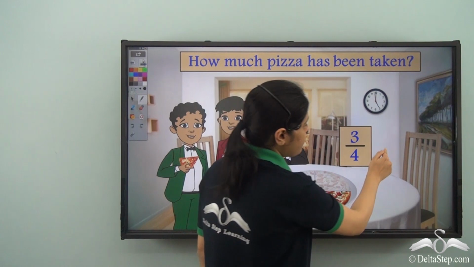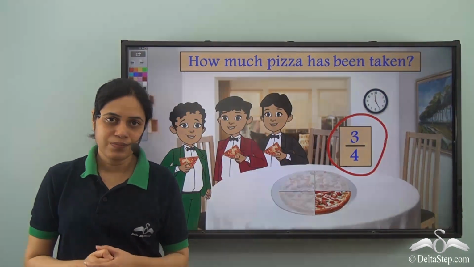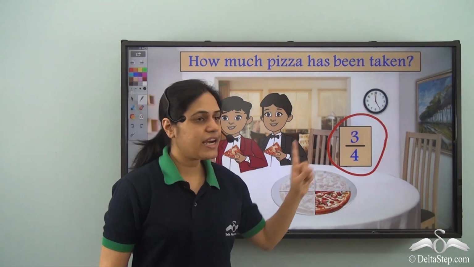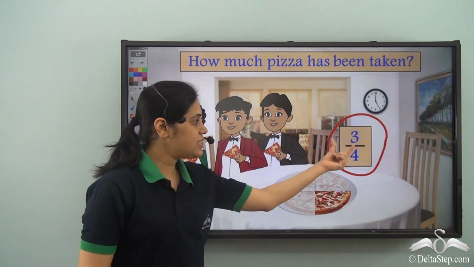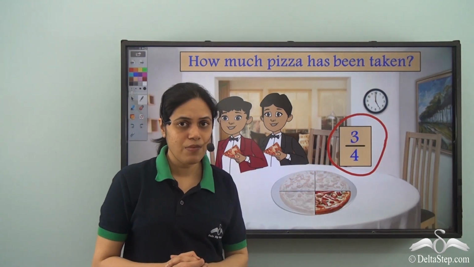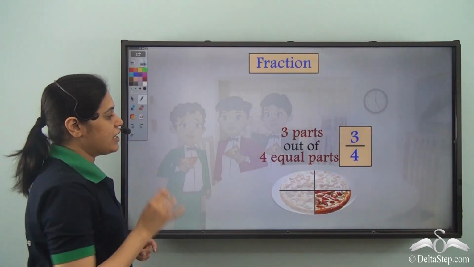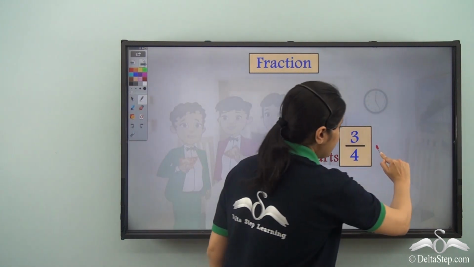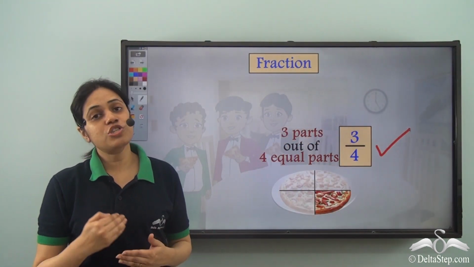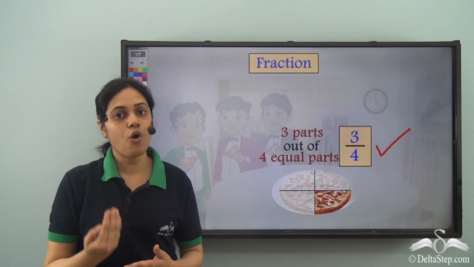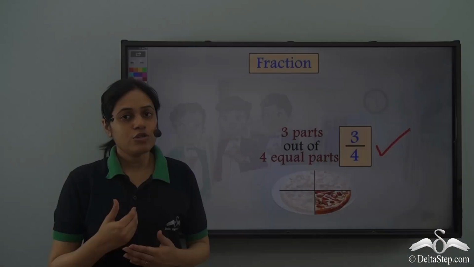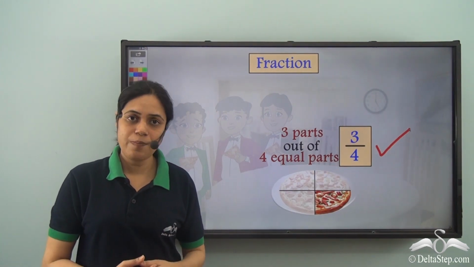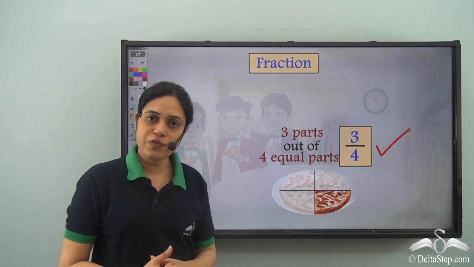So this 3 by 4 is a fraction. Last time we had learned fractions in which we always had 1 on top. But this time we have 3 on top. That is, we are considering 3 parts out of 4 equal parts. And even this is a fraction. So it is not necessary that a fraction will always have 1 on top. We can have fractions which have numbers other than 1 on top. So 3 out of 4 equal parts.